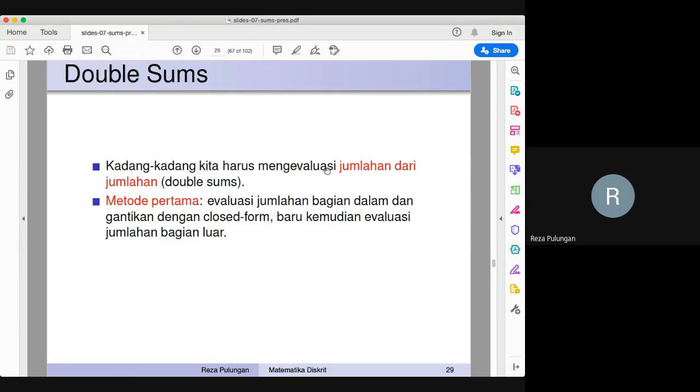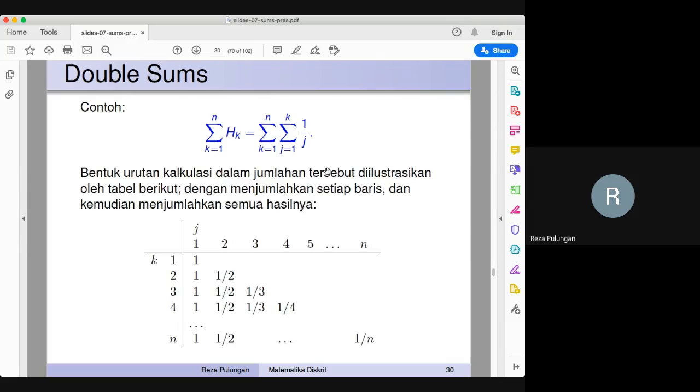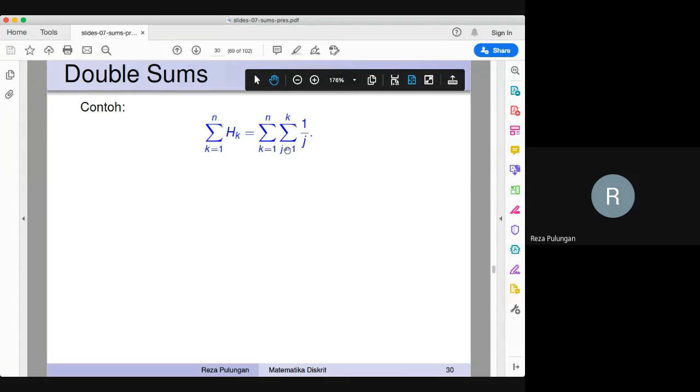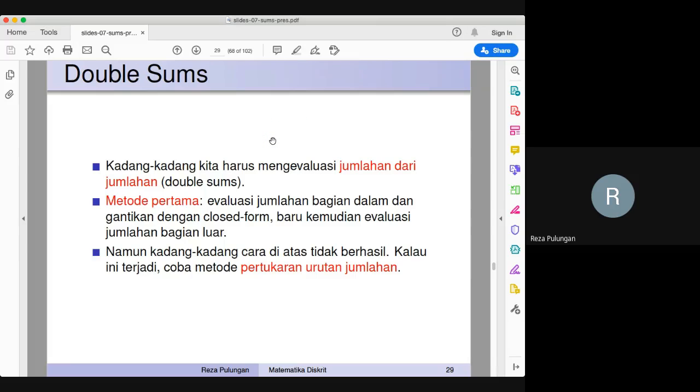So how do we solve this? The first method is like this. Look at the inner sum. The inner sum is the one that is inside. For example, let me show you a double sum. This is a double sum. Now in this double sum, this sum here, we call this inner sum, while this sum here is called the outer sum. So this first method is evaluate the inner sum.